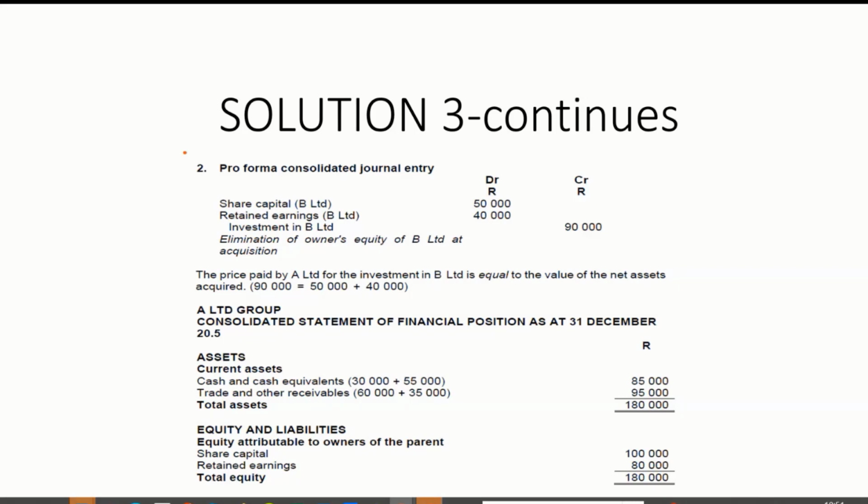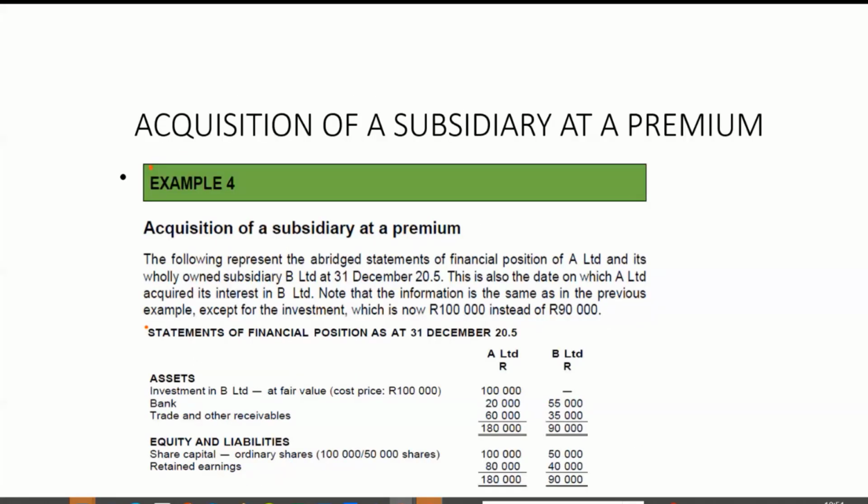So the procedure is the same. Combine, then you eliminate, based on the journal entry that you have put through. Does that make sense? Good. We're almost done with the preview.